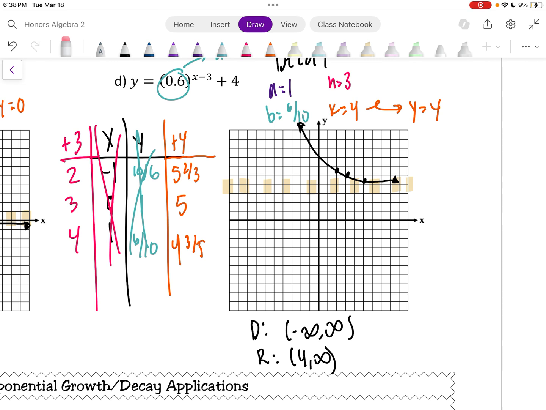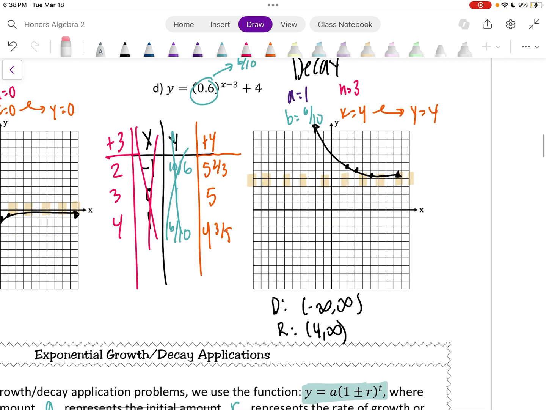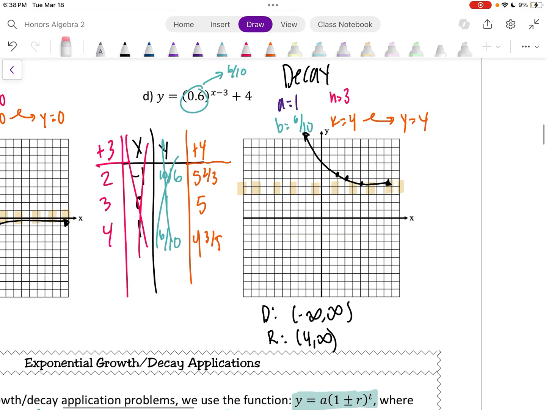Honestly, these are one of my favorite graphs to graph because they're very straightforward. Domain is negative infinity to infinity. Your range is 4 to infinity.